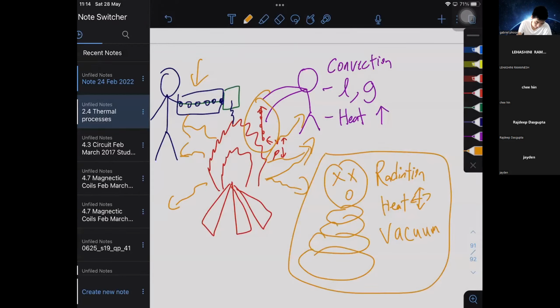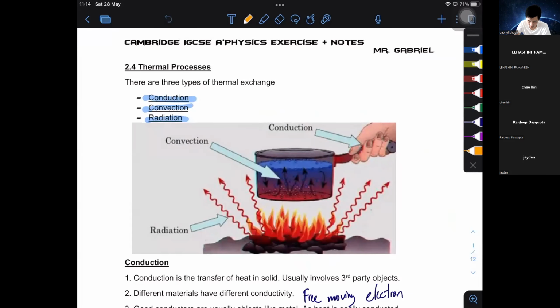Okay. So anyways, looking at the statements here, now everything will be a little bit more clear. There are 3 types of thermal transfers: conduction, convection, and radiation. This diagram is a simple example of how they occur. You see that this guy is holding the metal end of the pot, so the heat will be conducted upwards to here, and then conducted to his hand. In this case, this part is the third-party object. Now this is convection. Convection states that heat will always travel upwards.